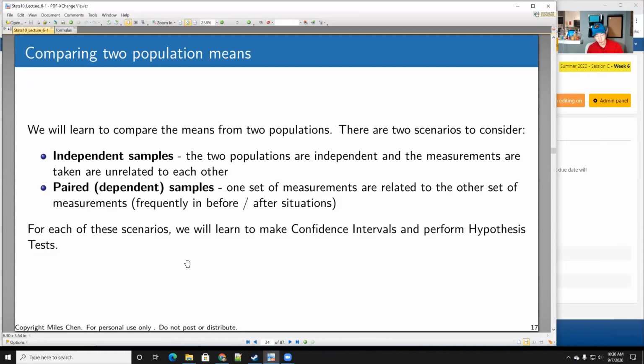There's a scenario where the samples that we are comparing are independent of each other, which means that the measurements you take for one sample are unrelated to the measurements that you take for another sample. All right, and then there are also paired or dependent samples where the measurements in one sample are all related. Every measurement in this sample is related to a measurement in the other sample. So I'll give you some examples of each of these things, and for these, we'll make a confidence interval and perform hypothesis tests.